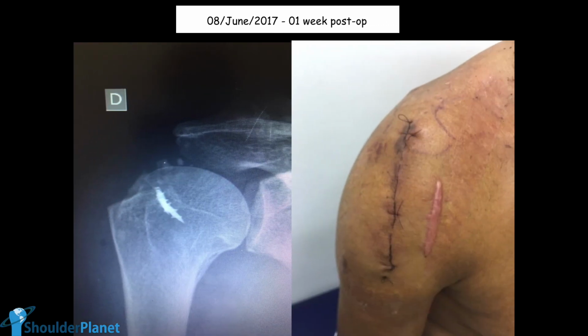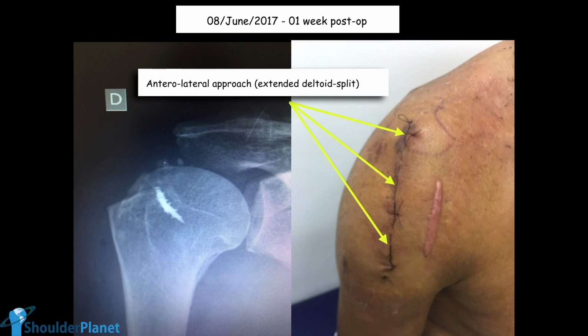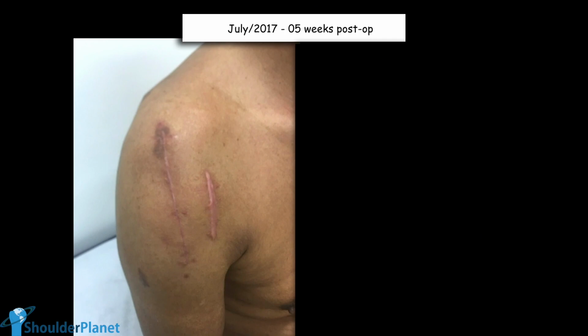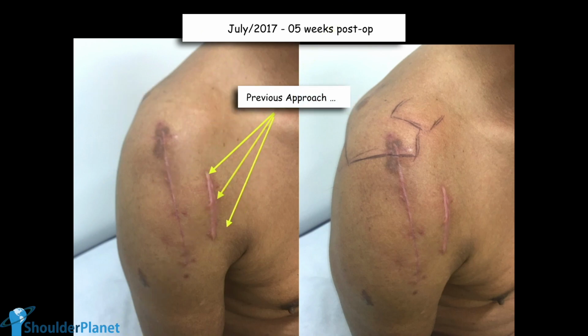So this is 1 week post-op. Here we are seeing the medialized footprints with 2 anchors. Here, my anterolateral approach, which was a very extended deltoid split because there was a lot of fibrotic tissue over there. Here we are seeing 5 weeks post-op the previous incision, which was quite strange.